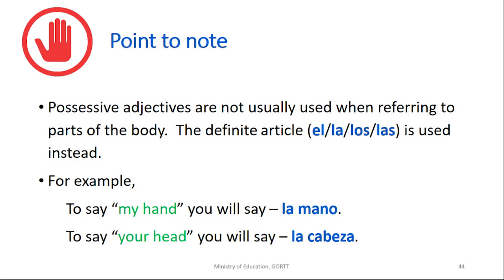Also, possessive adjectives are not usually used when referring to parts of the body. The definite article el, la, los, or las is used instead. So for example, if I am referring to my hand, I will say la mano. If I'm referring to your head, I will say la cabeza.